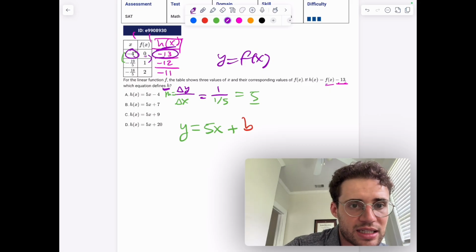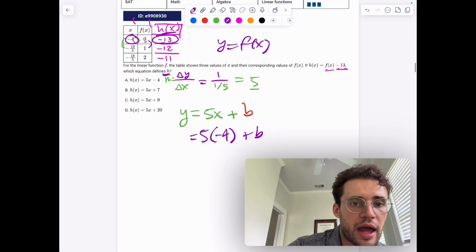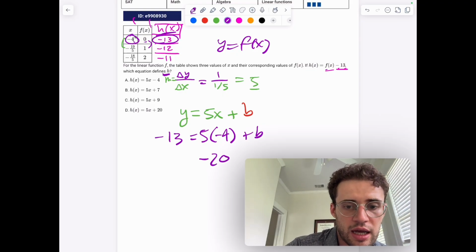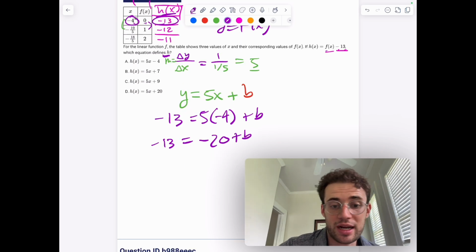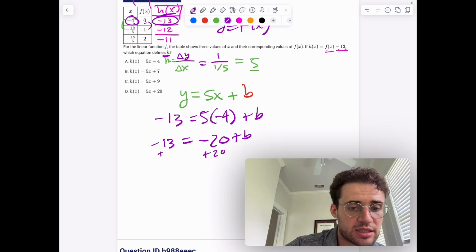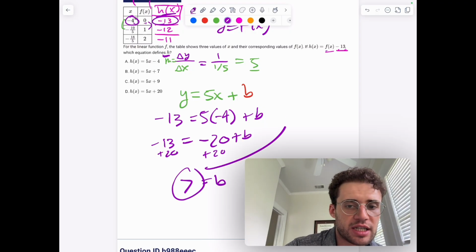When x is -4, so 5 times -4 plus b, our output would be -13. And now 5 times -4 is -20. -20 plus b equals -13. You could think, what do you have to add to -20 to get -13? That would be 7. Or you could just add 20 to both sides to get the b alone. And we get that b is equal to 7. So our y-intercept is 7.